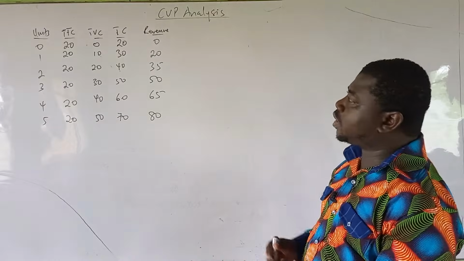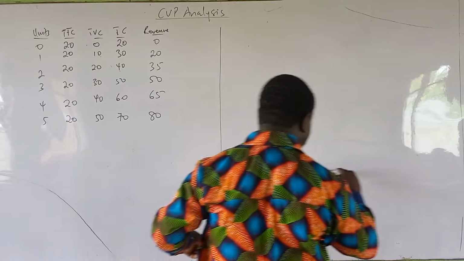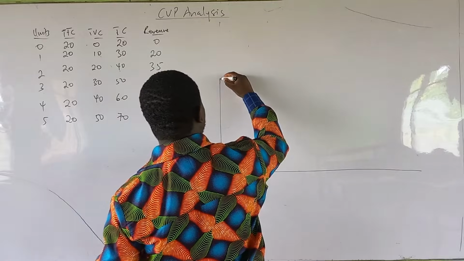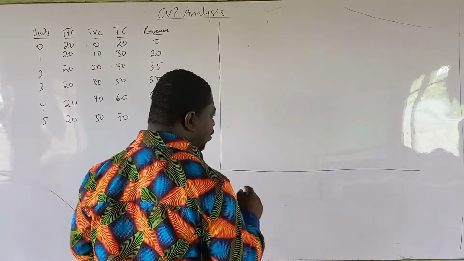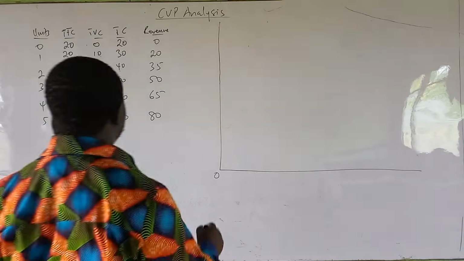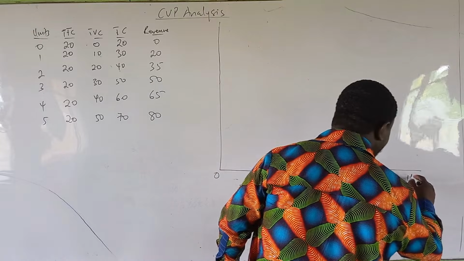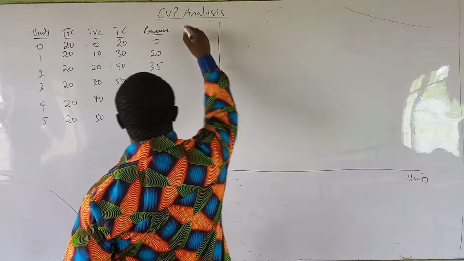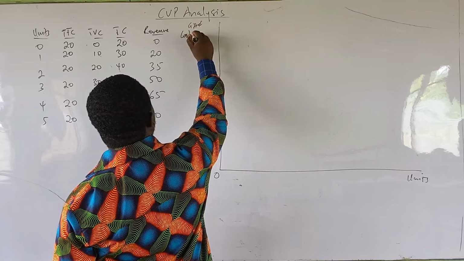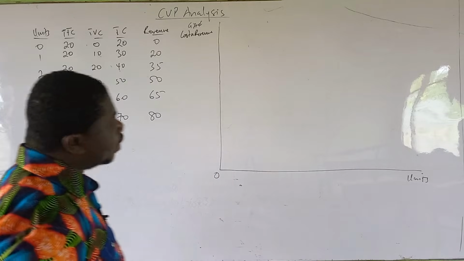So we are going to plot this on a graph. So y-axis, x-axis. This is a hand sketch, so pardon me if it is not very straight. I'm just trying to explain something to you with that. So this is 0, the origin. The x-axis will be the units, and the y-axis will represent the cost and revenue, that is in Ghana cedis.